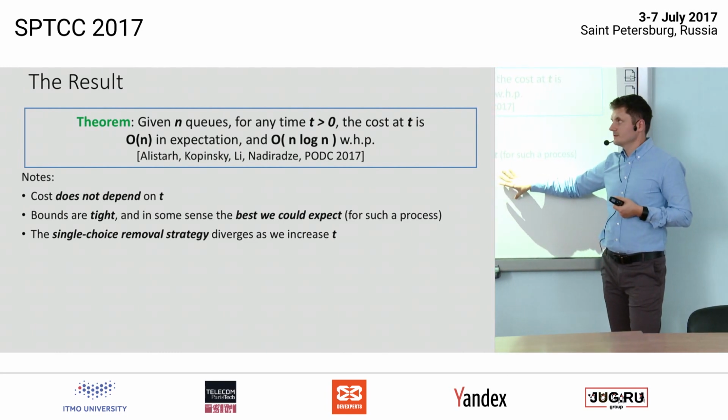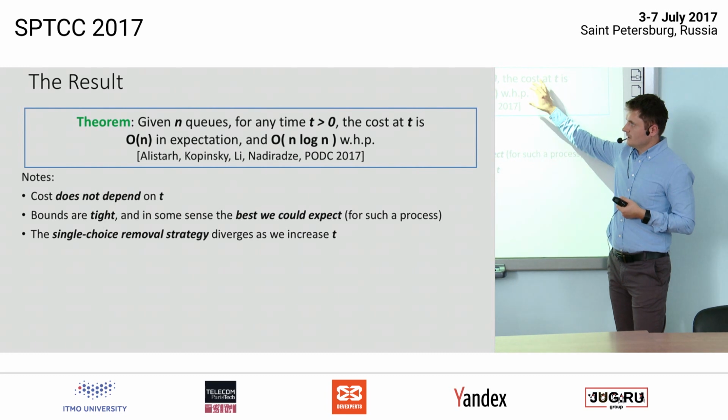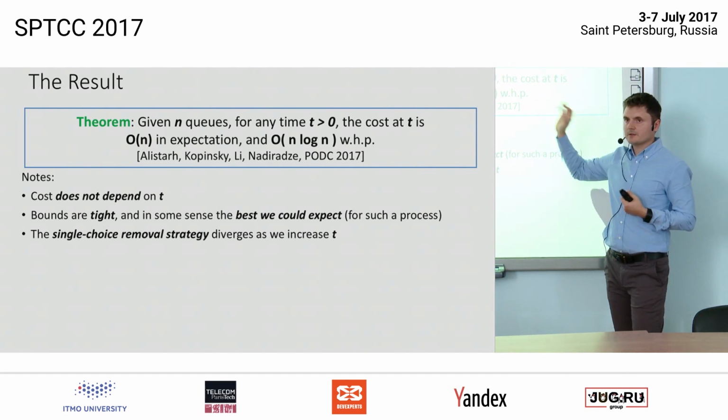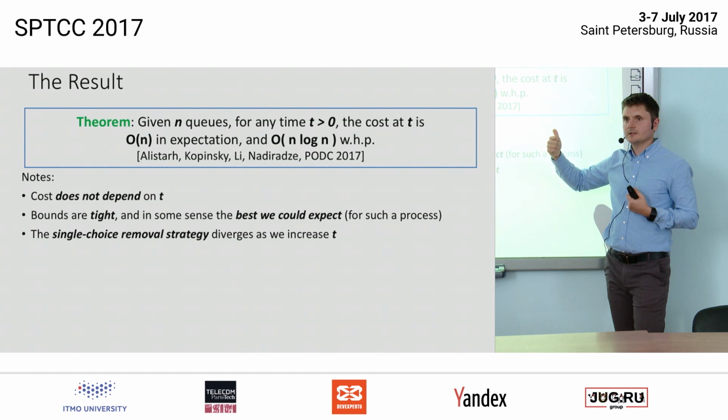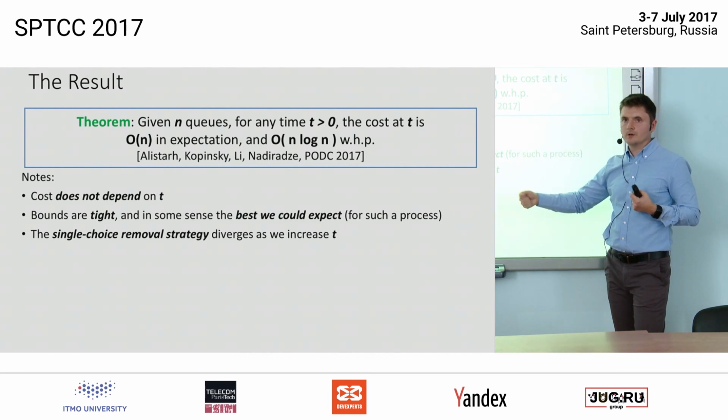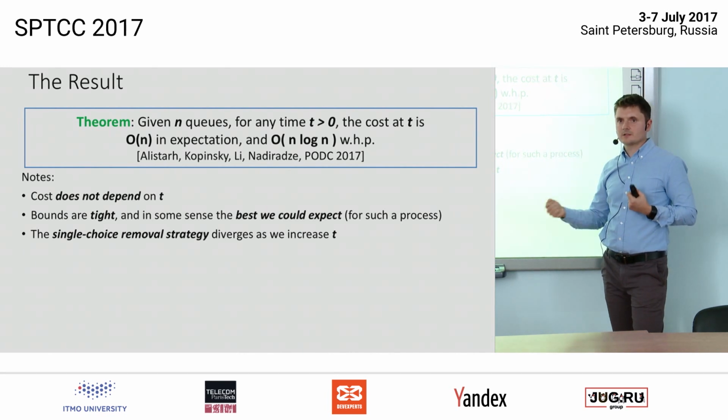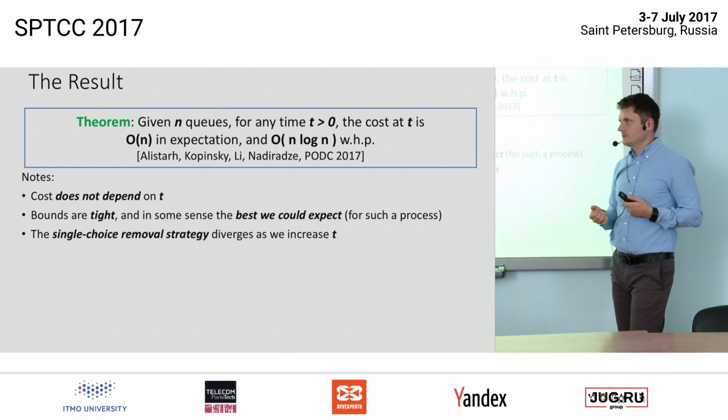Actually, that diverges in the sense that its cost at a time t in the future actually depends on t, so it goes up linearly with t. So basically, the more time you run this for, the worse it gets. Okay, and this is not something that you want. You want some relaxation factor which only depends on the number of queues.